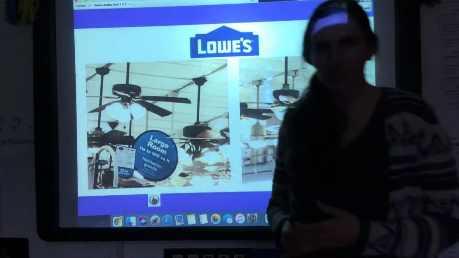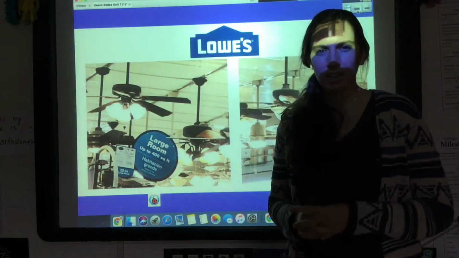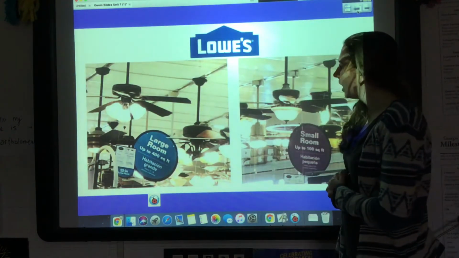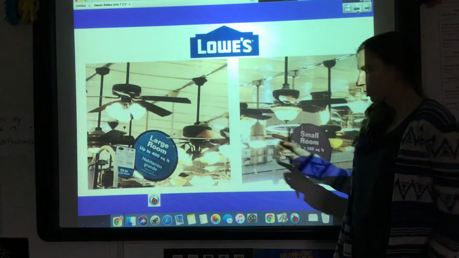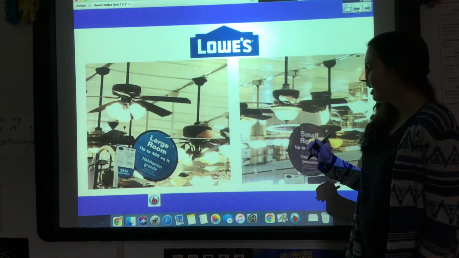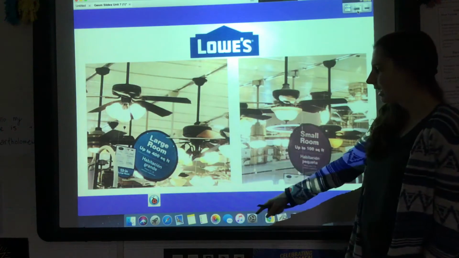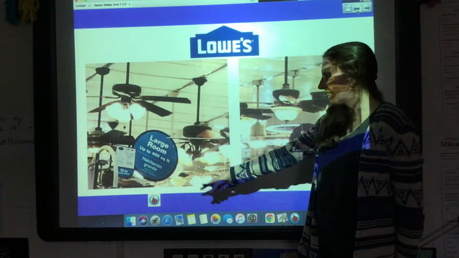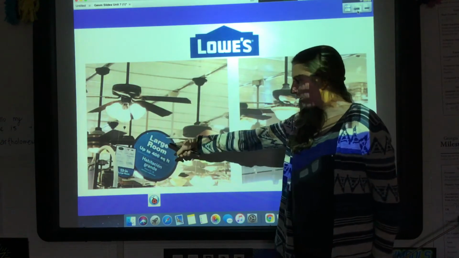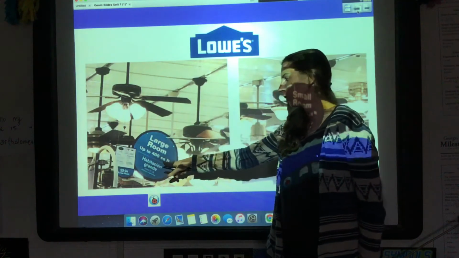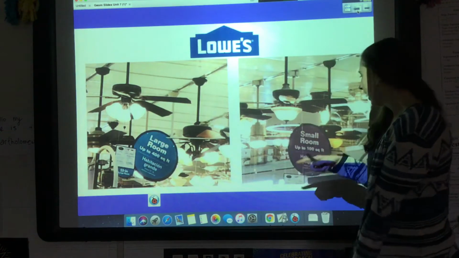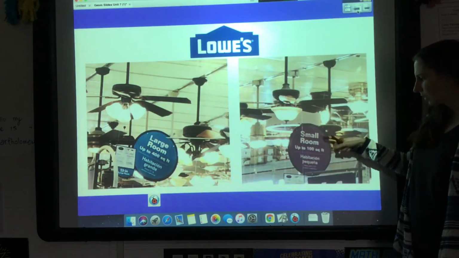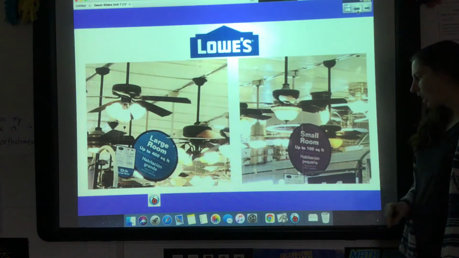So in this video, we're going to talk about perimeter and area, specifically on a coordinate grid. But to start off with, I wanted to show you, I took these pictures when I was at Lowe's the other day. I don't know if you can see this, but these were ceiling fans that were for sale. And this ceiling fan was for a large room, which is up to 400 square feet. And then these ceiling fans here were for a small room, which is up to 100 square feet.